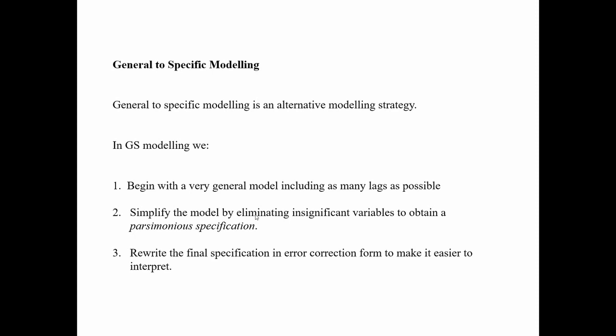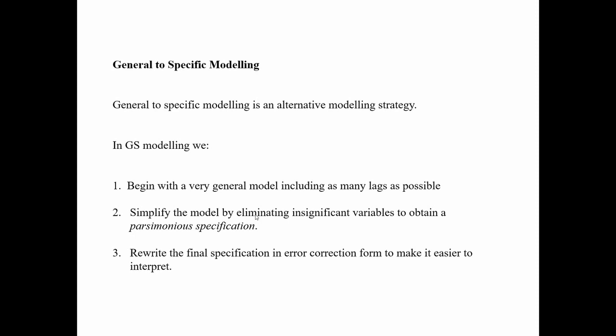So, what to do? Well, an alternative is to adopt the strategy of general to specific modelling. And this became fashionable in the 1970s and has dominated British econometrics, at least since then, through the work of what was known as the LSE school at the time, particularly the work of David Hendry and associated co-workers. And general to specific modelling argued for a different approach.